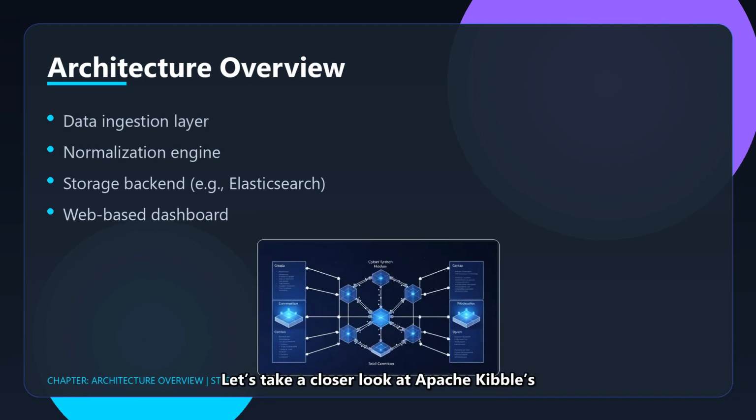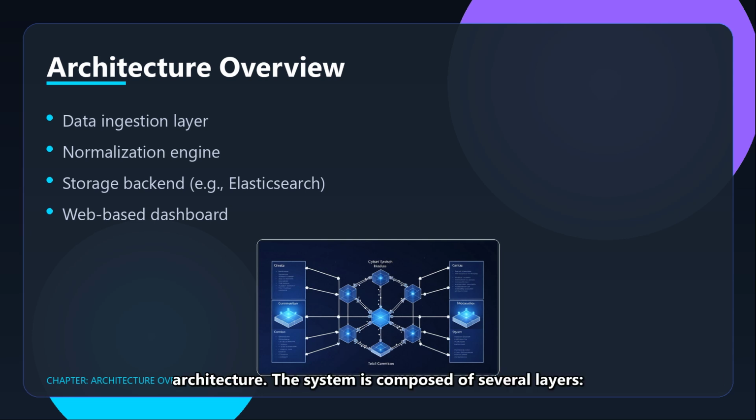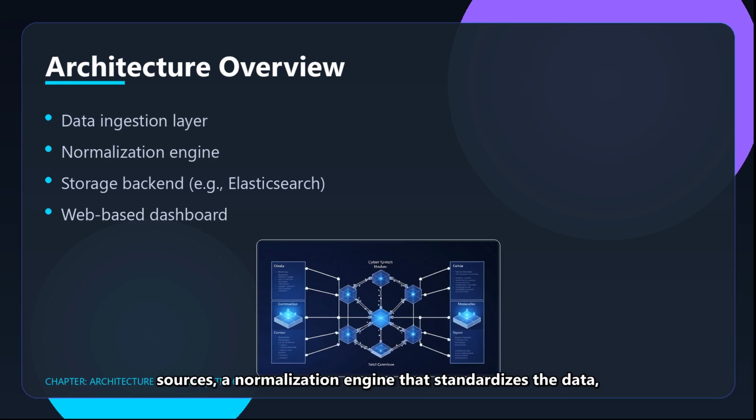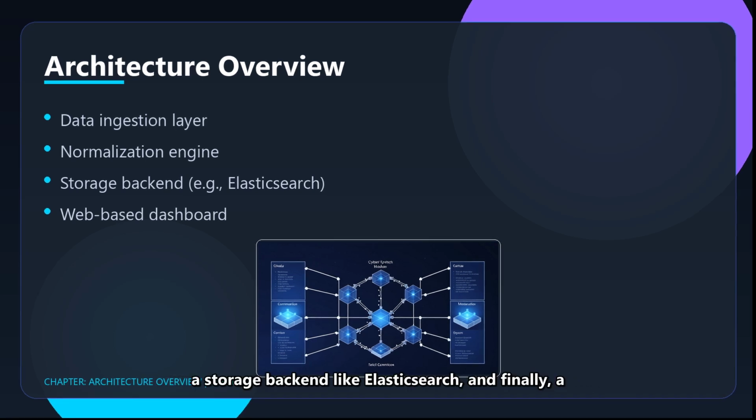Let's take a closer look at Apache Kibble's architecture. The system is composed of several layers: a data ingestion layer that pulls from various sources, a normalization engine that standardizes the data, a storage backend like Elasticsearch, and finally, a web-based dashboard for visualization.